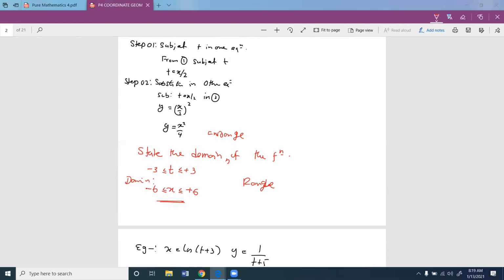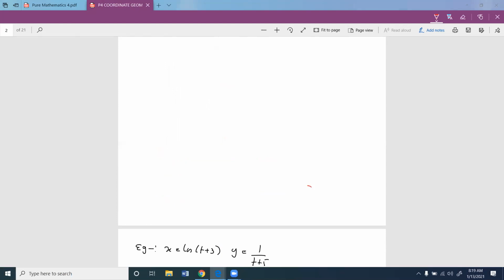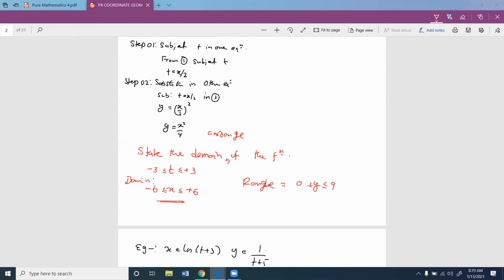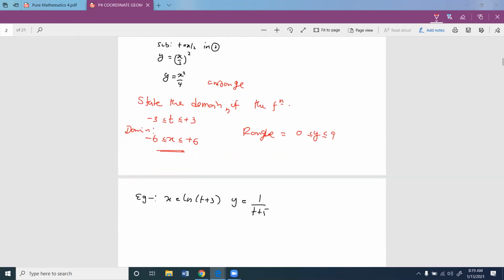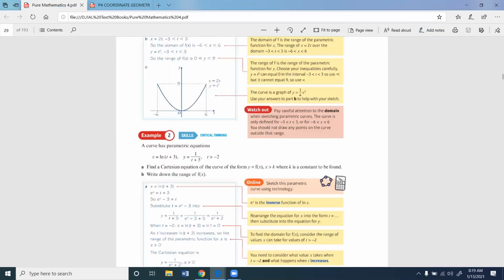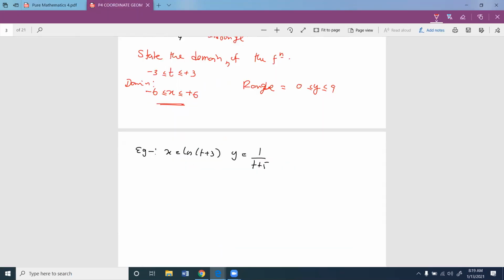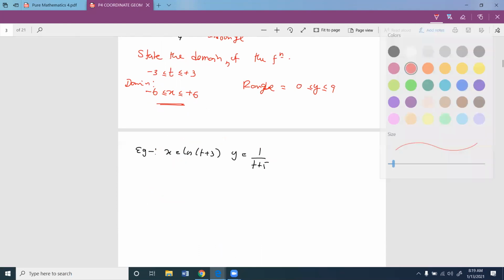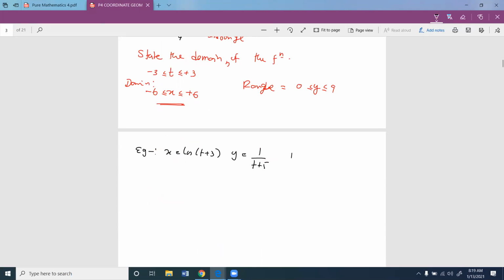And range become how much? It's varying from, you can say y is in between where to where? 0 to 9. That's a way of getting this. For this question, they have mentioned t is greater than minus 2. So here they have given another extra condition, t is greater than minus 2. Okay, let's go ahead with this.